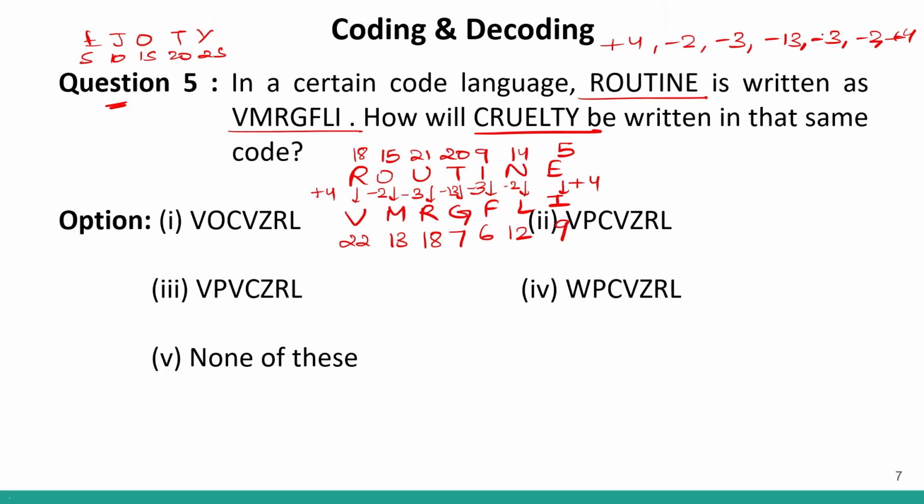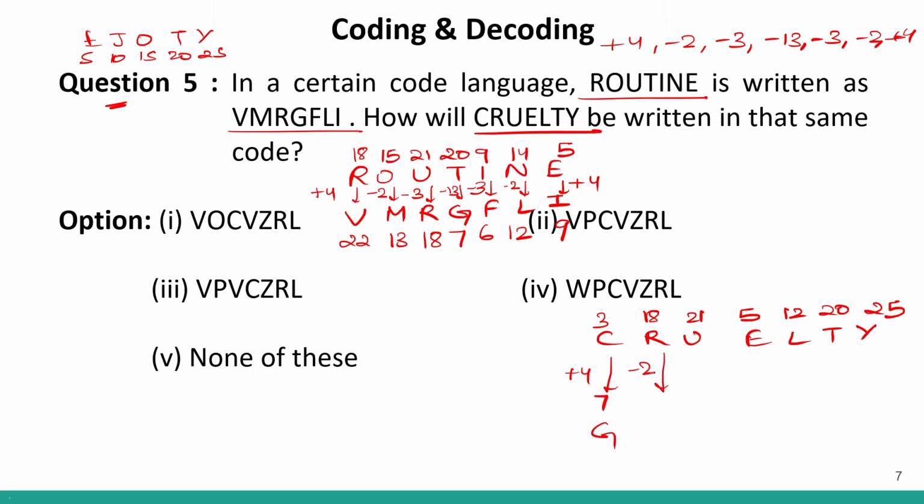Correct? So now let me try and do the same thing for cruelty. CRUELTY. C is 3, R is 18, U is 21, E is 5, L is 12, T is 20 and Y is 25. Correct? If I go plus 4, I'll get 7, which is G. If I go minus 2, I'll get 16, which is P. Correct?